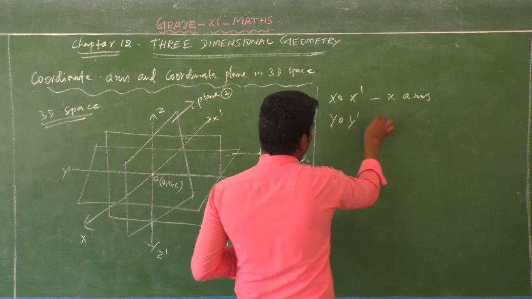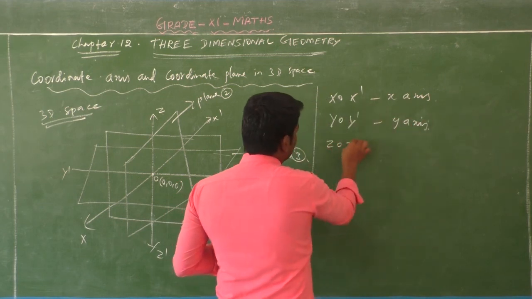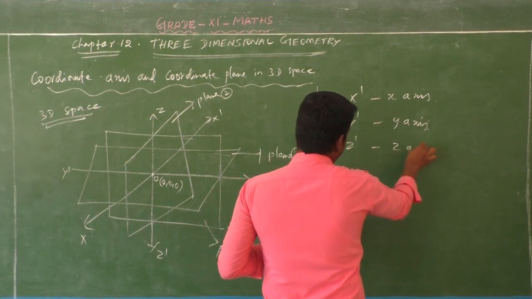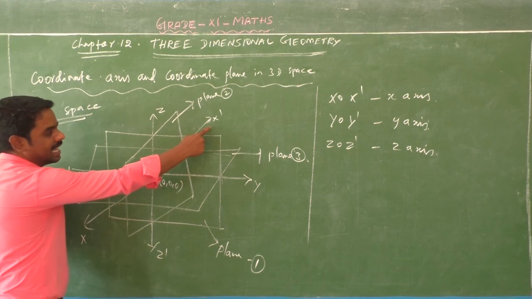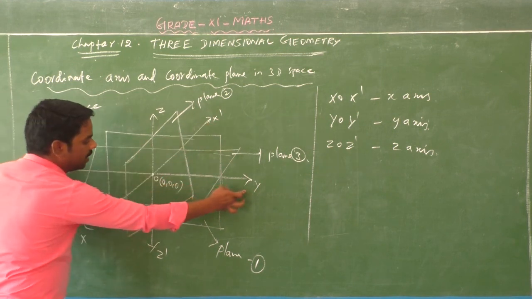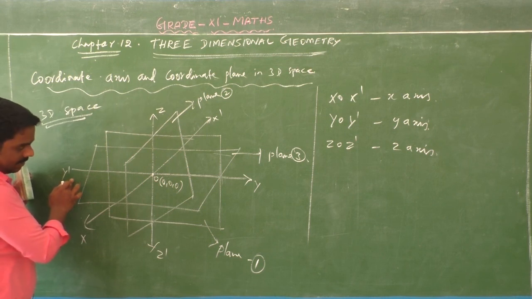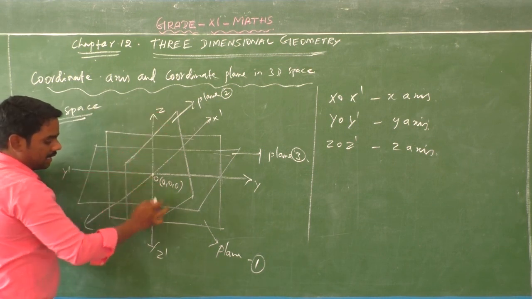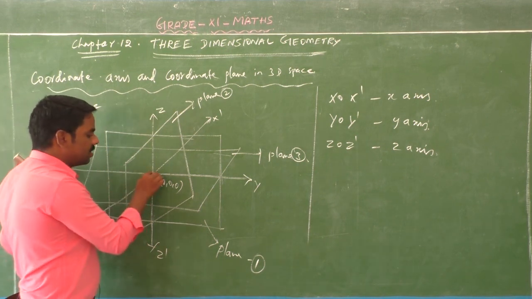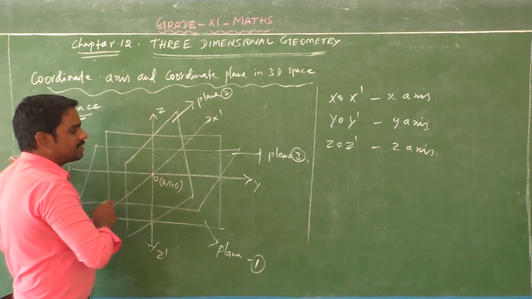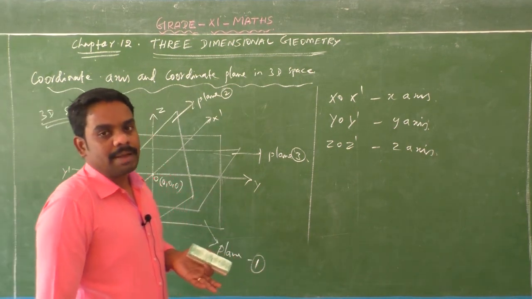YO, Y dash is the Y axis. ZO, Z dash is the Z axis. Listen, XO, X dash is the X axis. Here three planes intersect at the origin. We have three axes: the X axis, the Y axis and the Z axis.